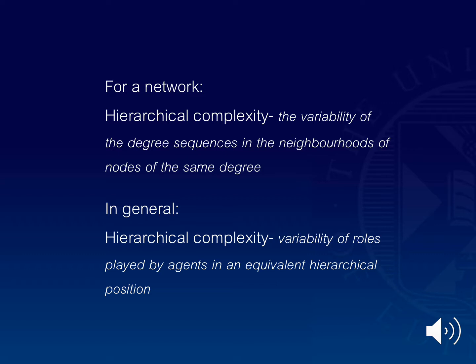But we want to understand this in the brain. Is the brain similar, or is it much more heterogeneous? So for a network, we propose this measure of hierarchical complexity. And in general, we can think of hierarchical complexity as the variability of roles played by agents in an equivalent hierarchical position for a given system.